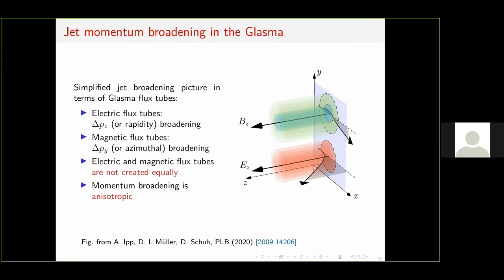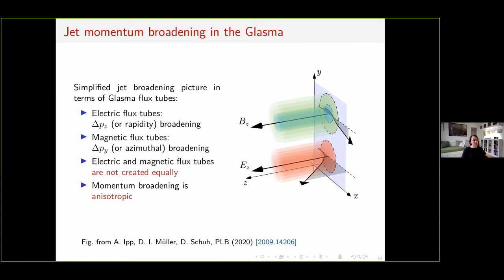Okay, so now we perform these simulations. And if you think about the Glasma again, it's made up of these flux tubes, so electric ones and magnetic ones. And if you just use the right-hand rule, you will see that the electric flux tubes will accelerate the quark along Z. The magnetic flux tubes will accelerate it in the transverse plane. And in principle, usually one thinks of the electric and magnetic content of the Glasma as being roughly the same, but it turns out when it comes to the deflection of these jets, it's actually pretty different because these flux tubes aren't actually created equally.